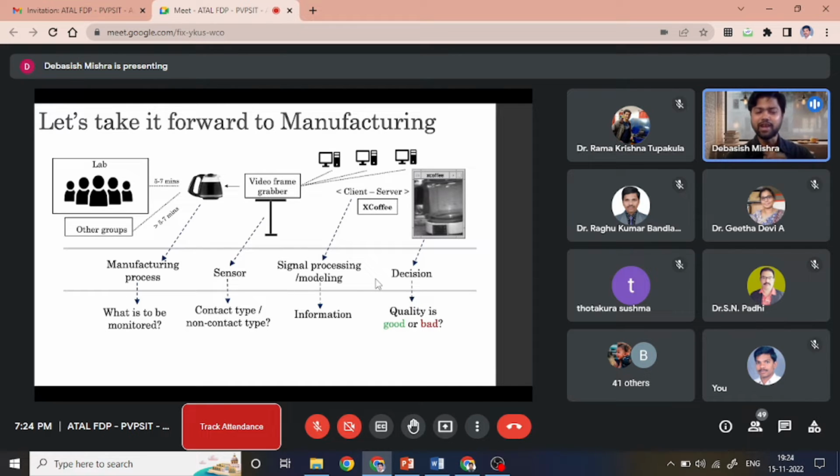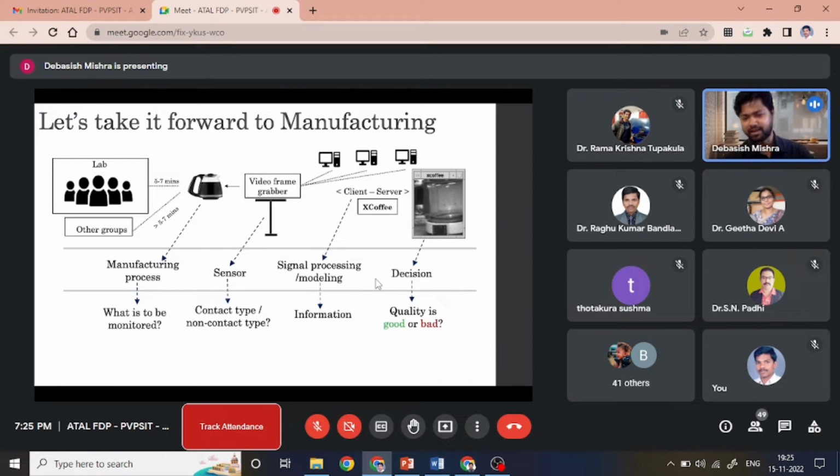Once we identify our objective in the manufacturing process, accordingly we have to decide what sort of sensor would be best suited for that application. Whether it would be a contact type sensor, whether it could be a non-contact type sensor, or how the sensor has to be designed, several such things.